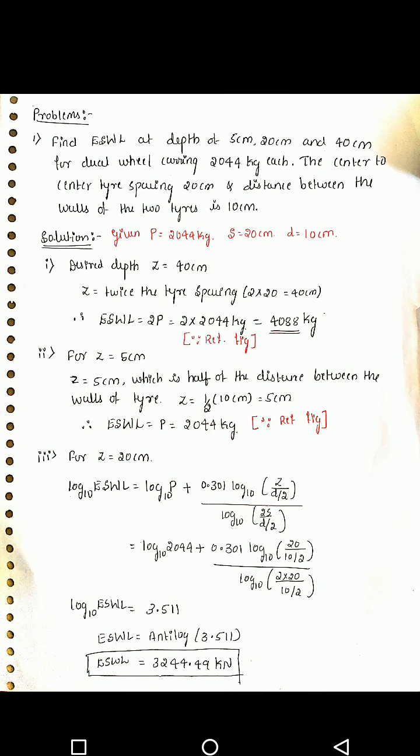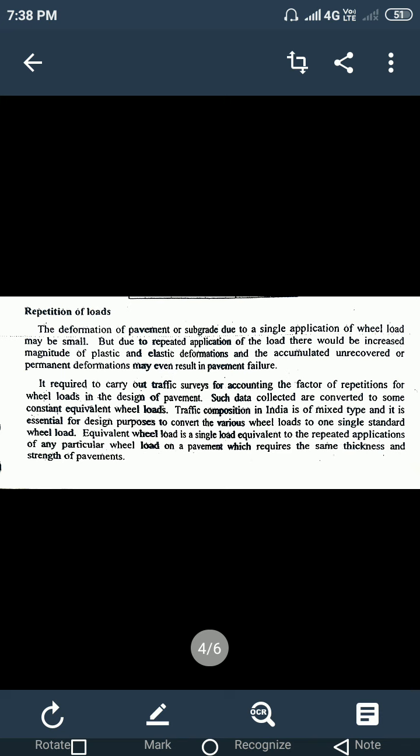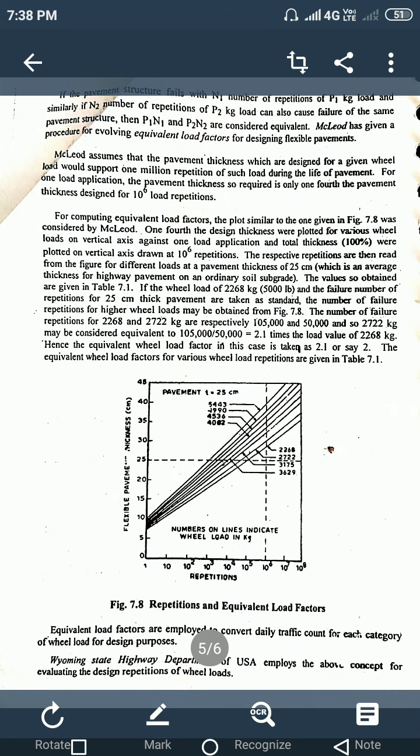And we are having another problem which is related to the repetition of loads. We are not having a single repetition of load on the pavement, so we can expect some repeated loads acting on the pavement because of the continuous movement of the vehicles. Because of this repetition of loads, what may be the allowable repetition that can be allowed in the designing of the pavement? Based on that we are having the problem.